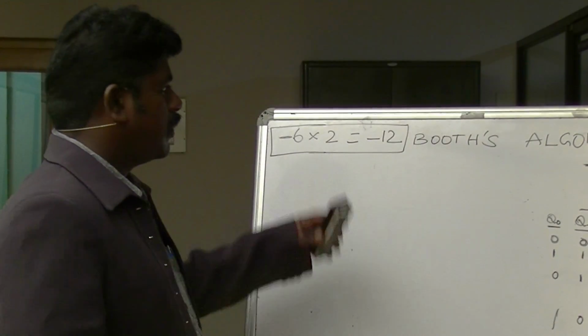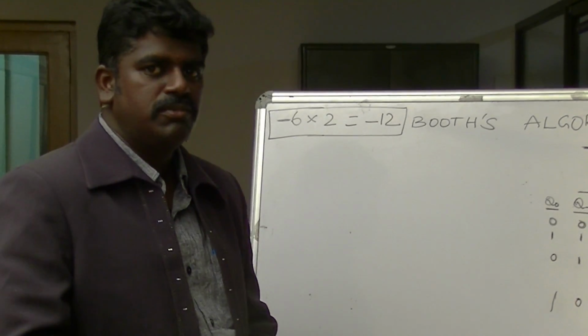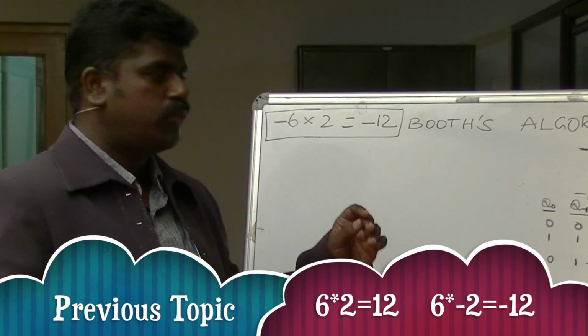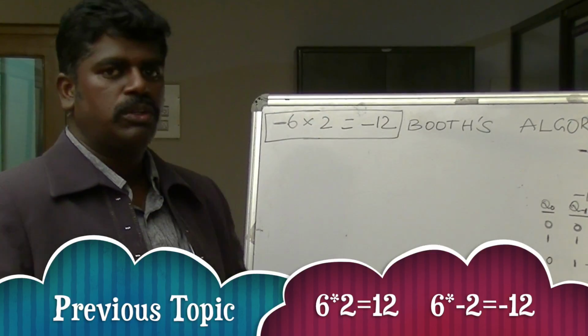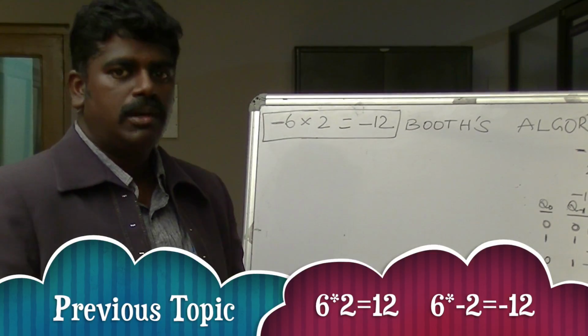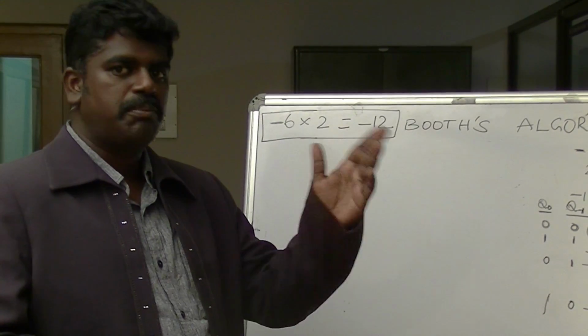Okay, so we are seeing Booth's algorithm for the third case. Already I have done 6 into 2 is equal to 12, and 6 into minus 2 is equal to minus 12. We have seen that in the previous video.